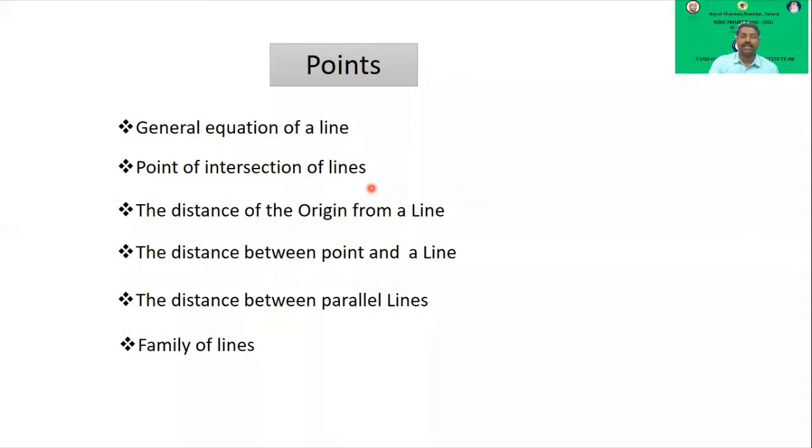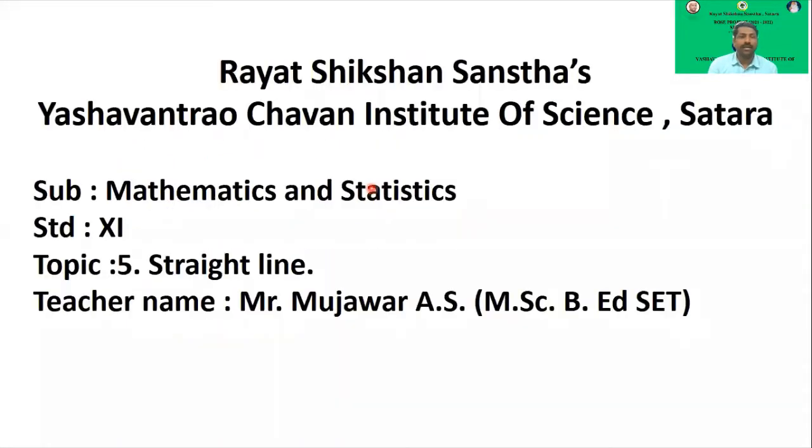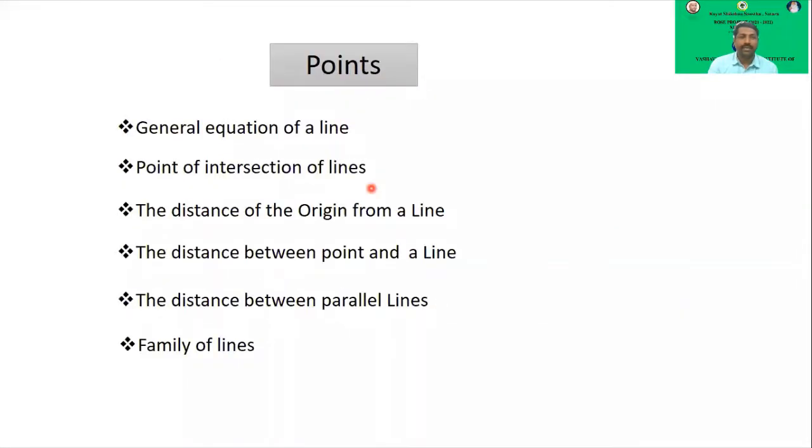So this is the last lecture for the topic straight line. In this lecture, we will discuss the general equation of a line, then point of intersection of lines, then the distance of the origin from a line, the distance between a point and a line, the distance between parallel lines, and the last one, family of lines. So these are the 6 points which we are going to discuss in this lecture.